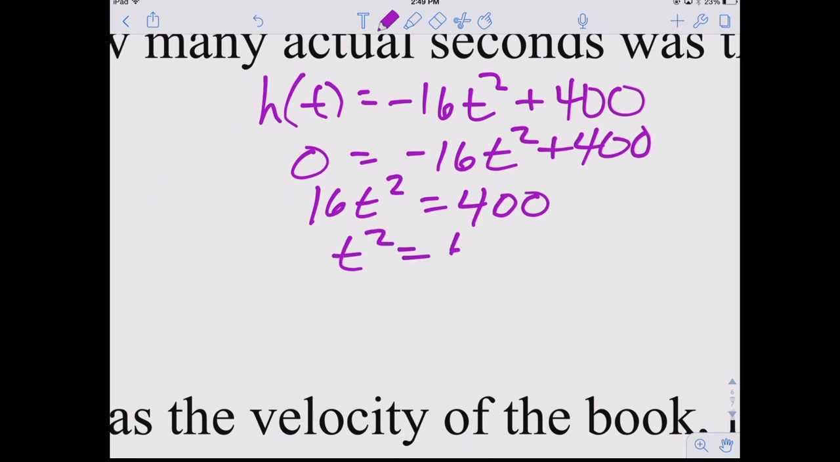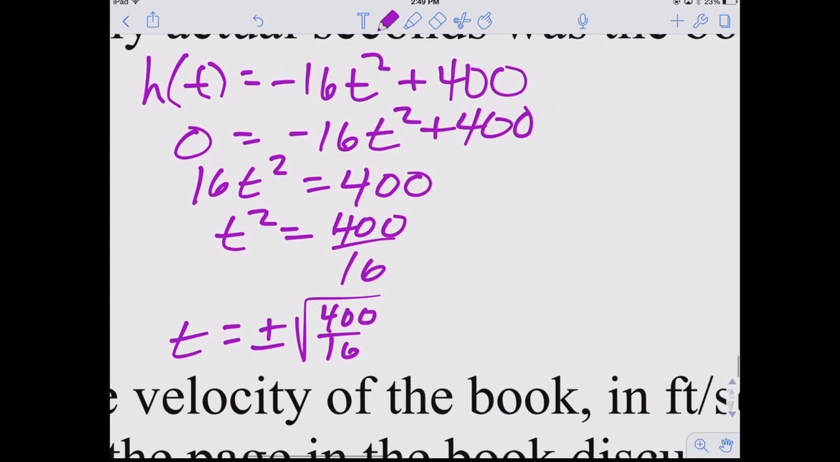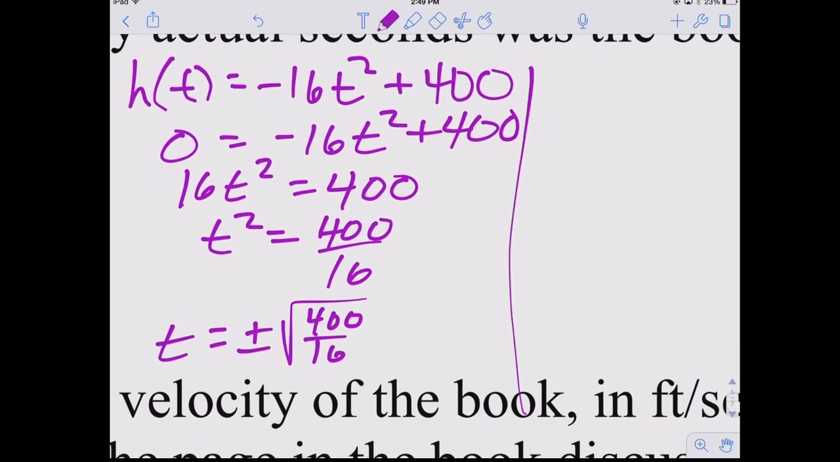Dividing through by 16, I get 400 over 16, which may simplify, but I spy something cool. If I take the square root, I get the square root of 400 over 16. And remember, when you solve for t by taking the square root, you want to at least consider the plus or minus. You always want to at least consider it. But are we really considering negative time values in this problem?